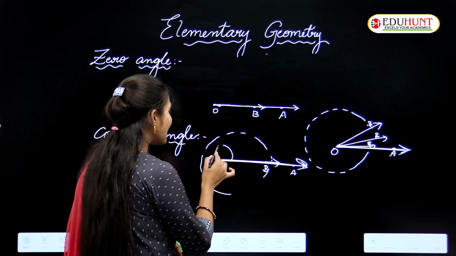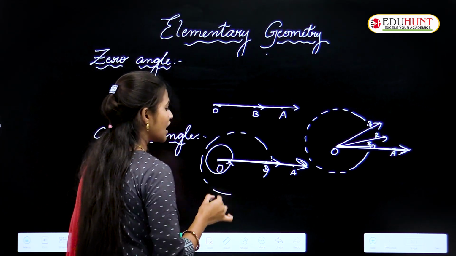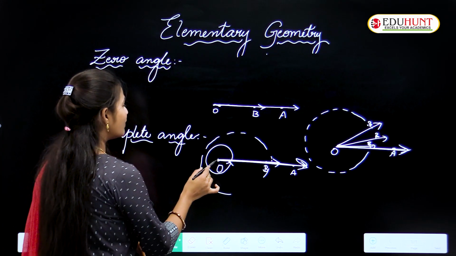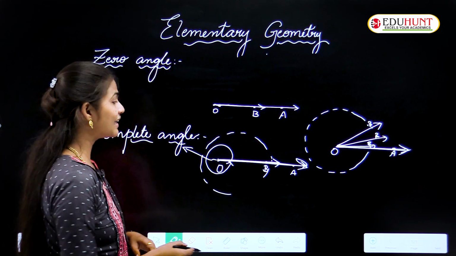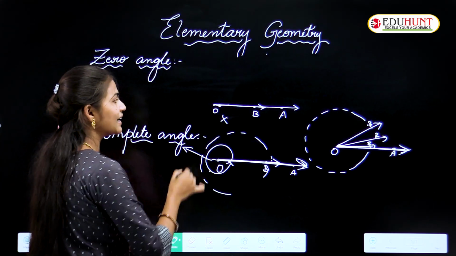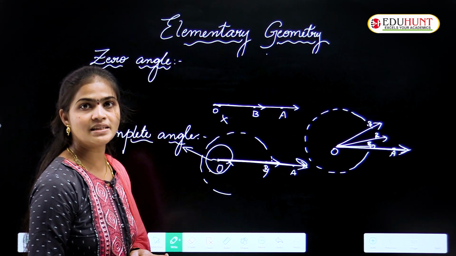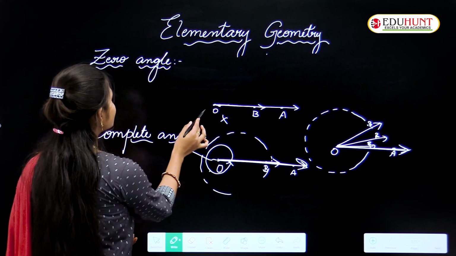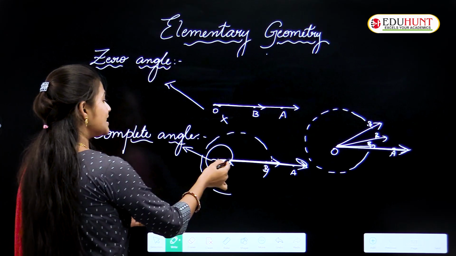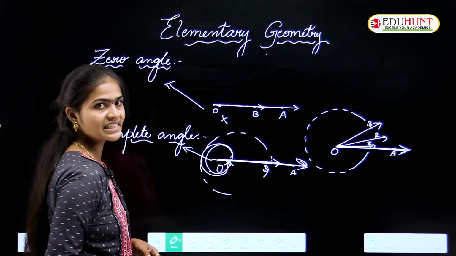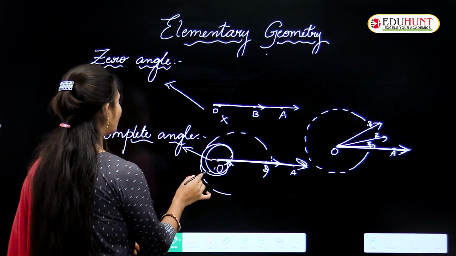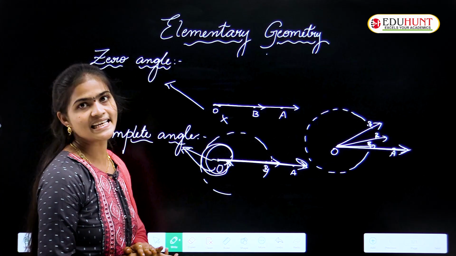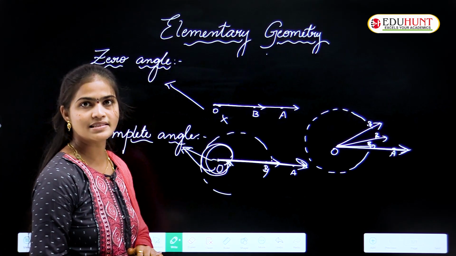So here the angle is formed like this after completion of one complete rotation. That's why we call this one a complete angle. Here the angle is formed, but there the angle is not formed. Angle not formed means zero angle only. Zero means nothing is formed, right? So that's why we consider this one a zero angle. This one completes one complete rotation, that's why we call it a complete angle. Those two diagrams look the same, but this is the difference.